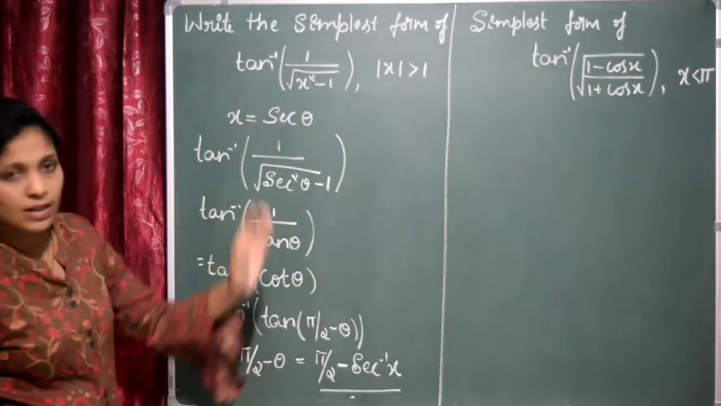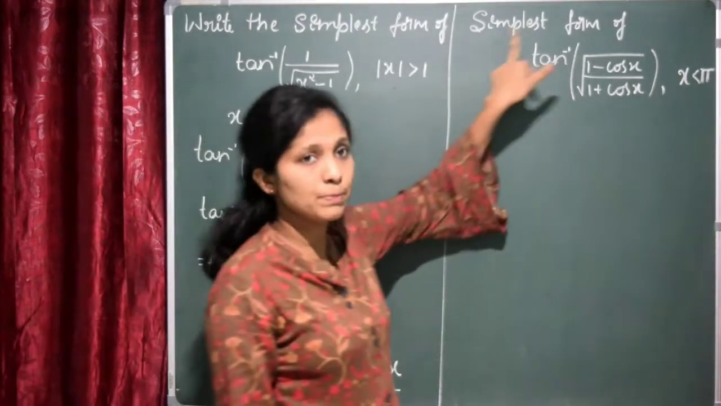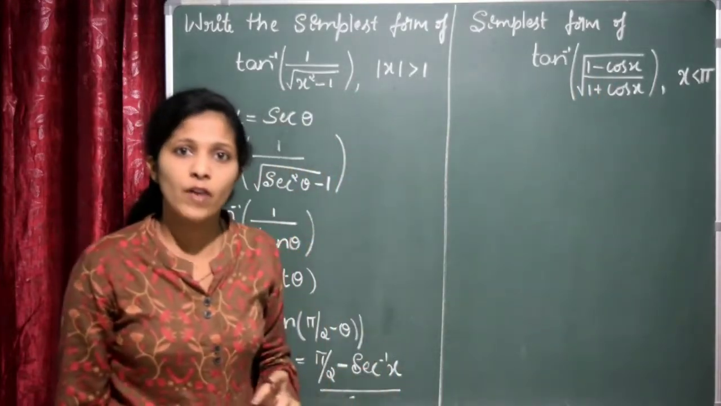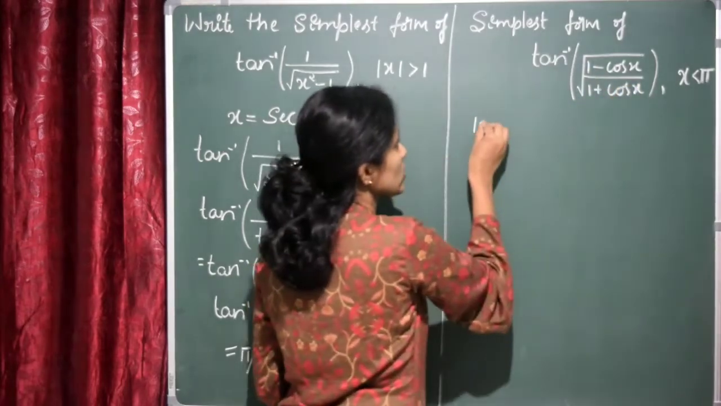Okay, I hope you understood this one. Now we'll move to the next one. Let's find the simplest form of tan inverse of root of 1 minus cos x divided by 1 plus cos x. This is a known one. What is 1 minus cos x? What is the 1 minus cos x formula?